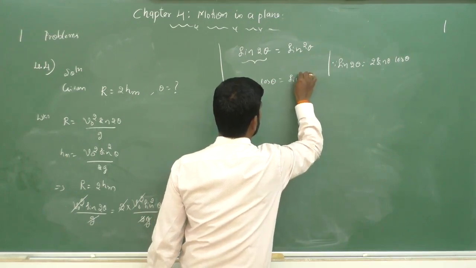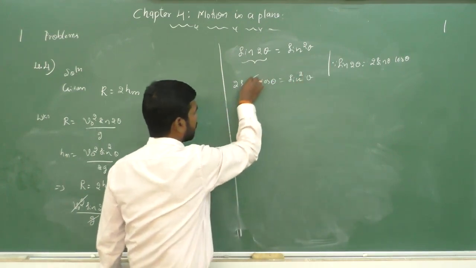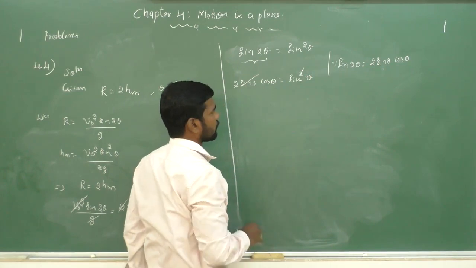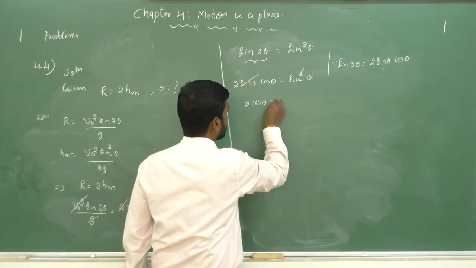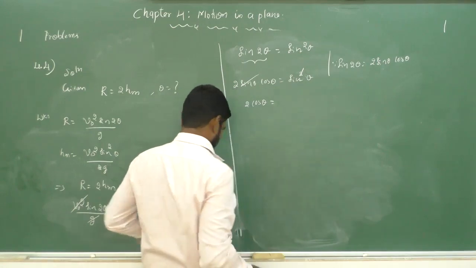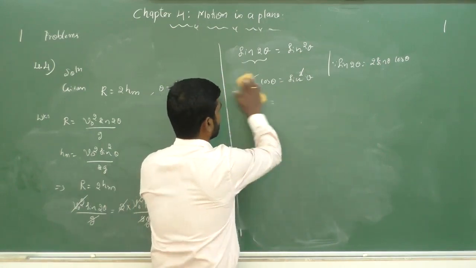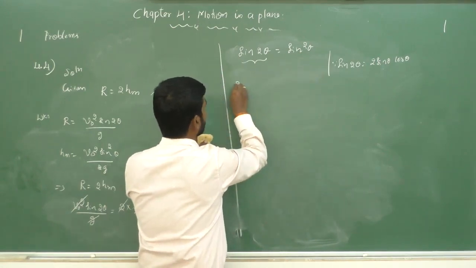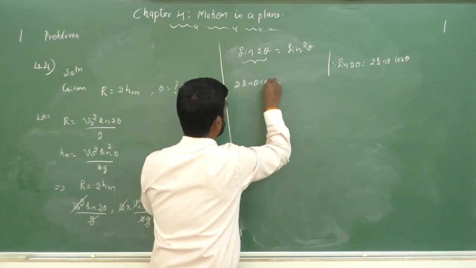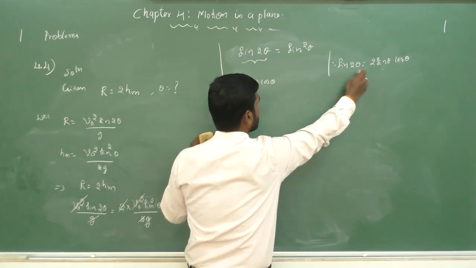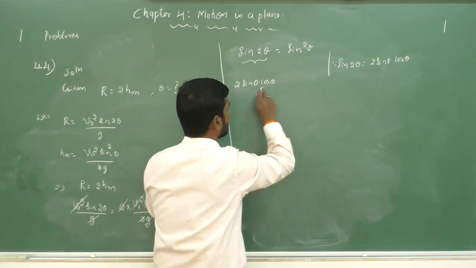Here sine square theta, sine theta, that one cancels. Here we can write it as 2 cos theta. Again, I'll take one more step here: 2 sine theta cos theta, we can write it here. Sine 2 theta is equal to 2 sine theta cos theta, I have written.